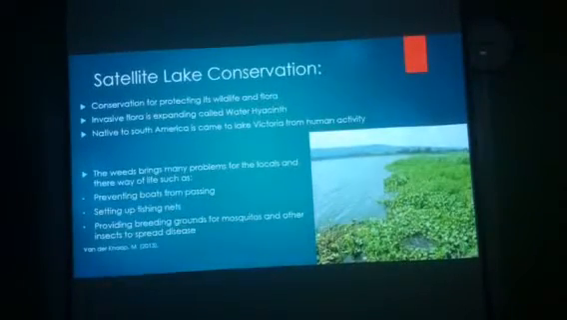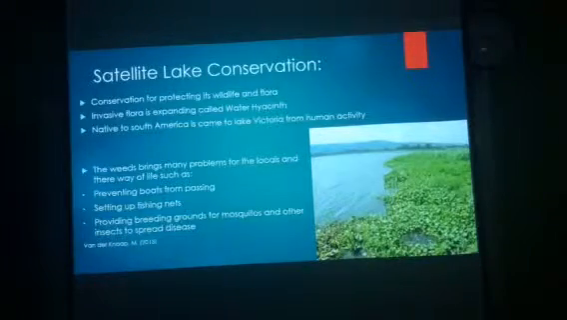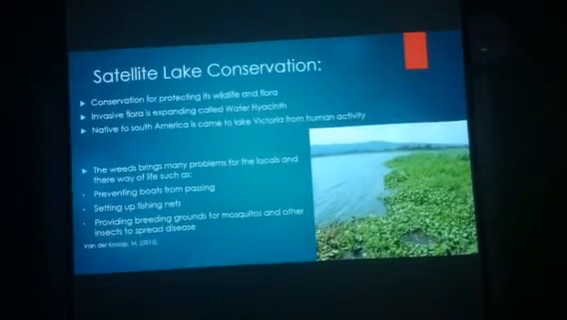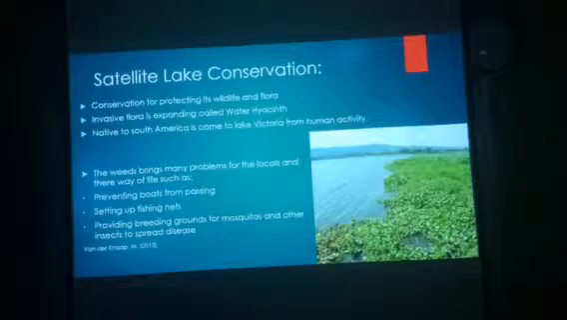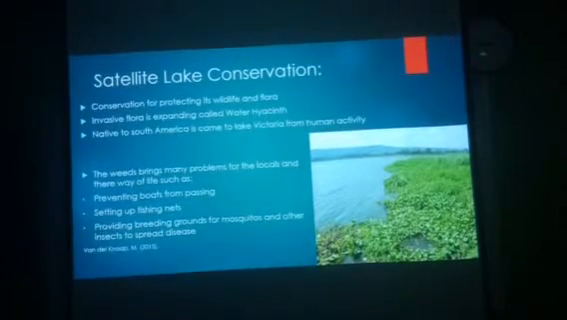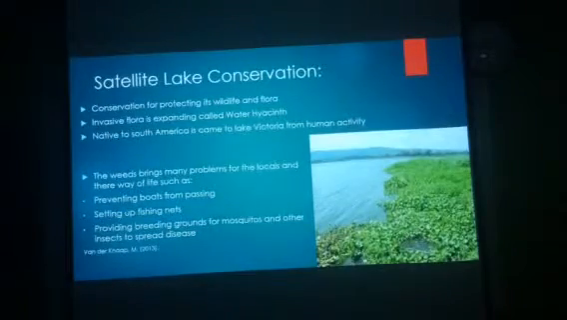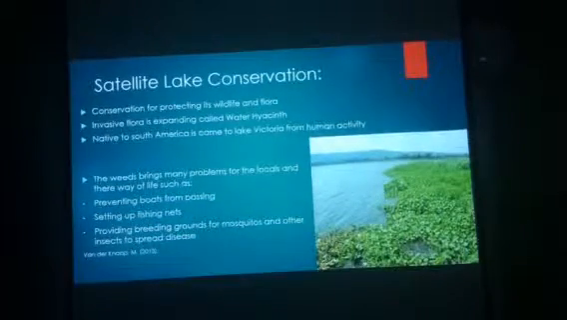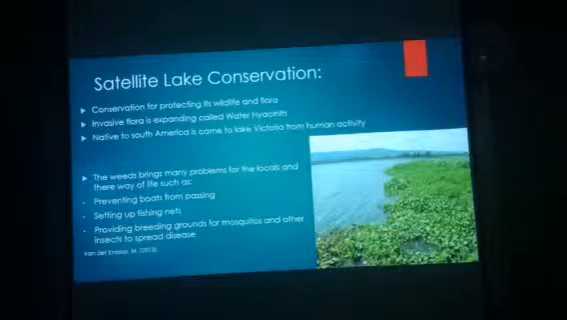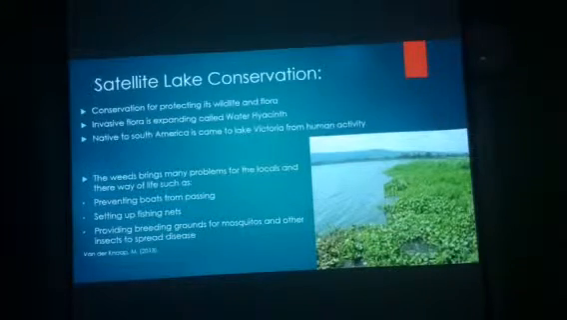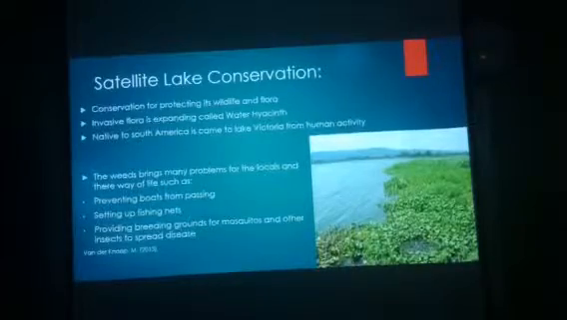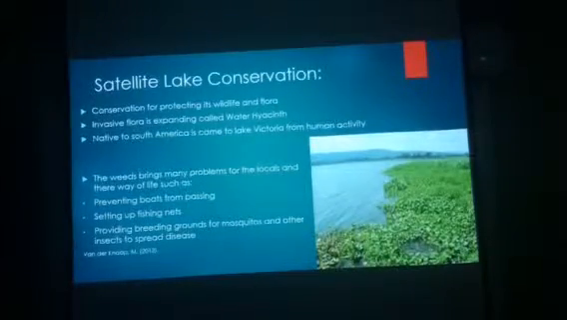Satellite lake conservation. The conservation for protecting its wildlife and flora. Invasive flora is expanding, called water hyacinth, native to South America and came to Lake Victoria from human activity. The weeds bring many problems for the locals and their way of life, such as preventing boats from passing, getting caught in props of boats, setting up fishing nets, and providing a breeding ground for mosquitoes and other insects that are able to spread diseases.